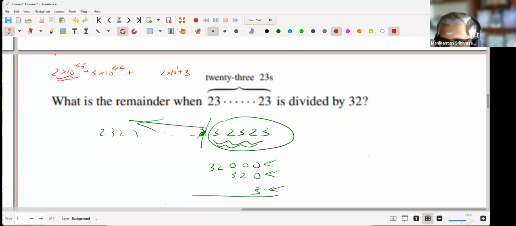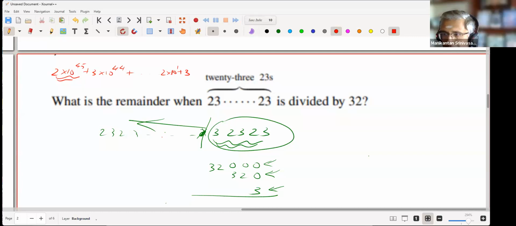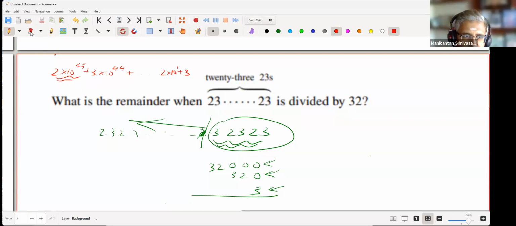Okay, so then the only digit that's left is plus 3. Therefore, plus 3 is the only part left, and plus 3 is not divisible by 32, thus implying that plus 3 is our remainder. Okay, good. So just to repeat what he did.